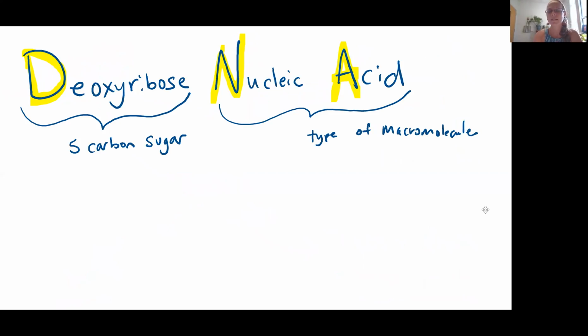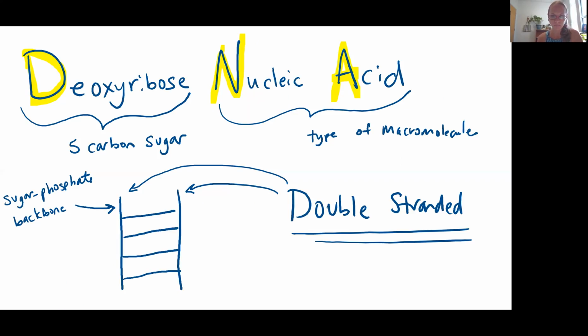Okay. Let's take a closer look at our DNA molecule. DNA stands for deoxyribose nucleic acid. So remember that as part of our nucleotide sequence, we need to have a 5-carbon sugar. The 5-carbon sugar that is involved in DNA is the sugar deoxyribose. So that's how we're getting the name here.